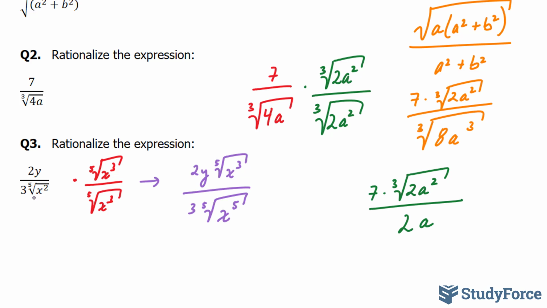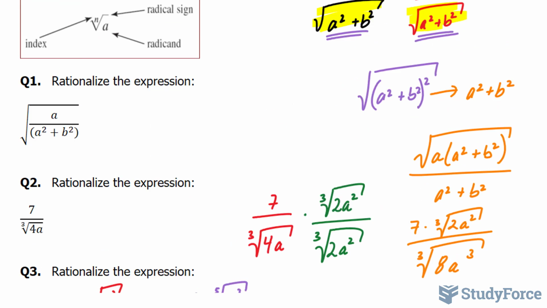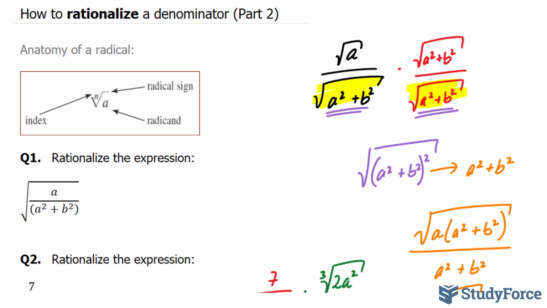X to the power of 3 times x to the power of 2 is x to the power of 5. This becomes simply x. And so we're left with the following expression: 3x at the bottom and this expression in the numerator. And so there you have it. 3 examples on how to rationalize a denominator.